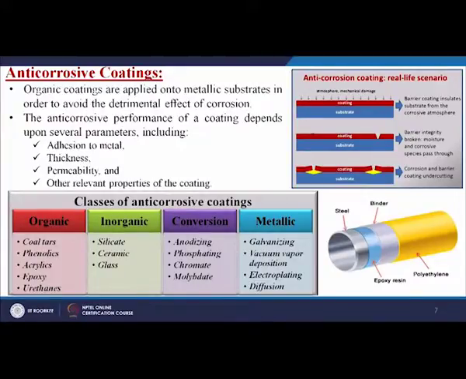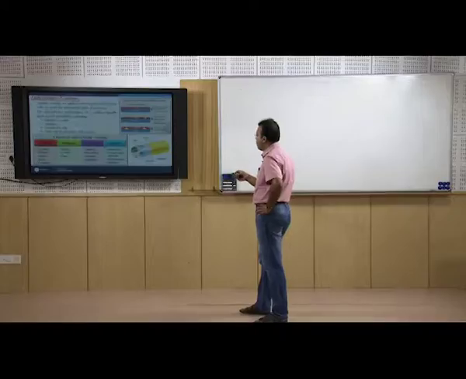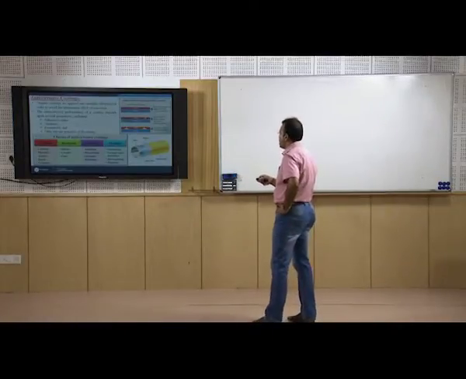So, classes of anti-corrosive coatings. Generally organic types: coal tars, phenolics, acrylics, epoxy and urethanes. Inorganic types: silicate, ceramic and glass. Conversion types: anodizing, phosphatizing, then chromate and molybdate. And metallic coatings: galvanizing, vacuum vapor deposition, electroplating and diffusion. So these all are the different types of anti-corrosive coatings available.